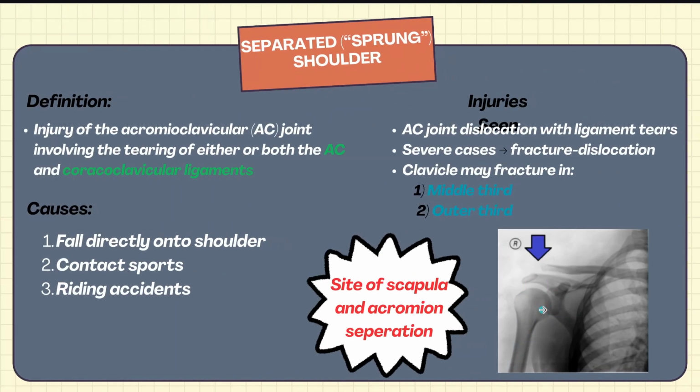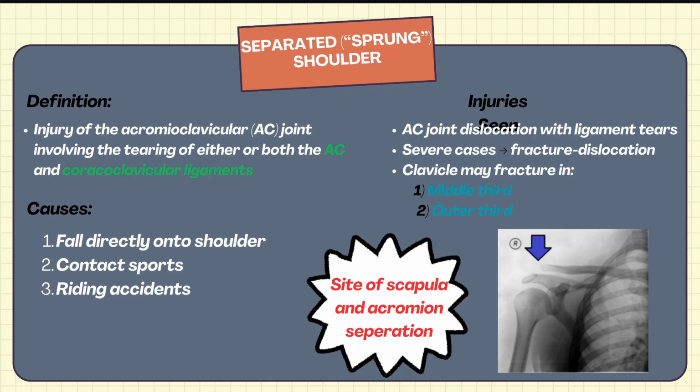Now, separated shoulder. I'm pretty sure Ziad covered part of separated shoulder. However, I'm going to re-explain it. Separated shoulder is an injury to the acromioclavicular joint. This injury to the acromioclavicular joint is going to involve the tearing of the coracoclavicular ligament and the acromioclavicular ligament.